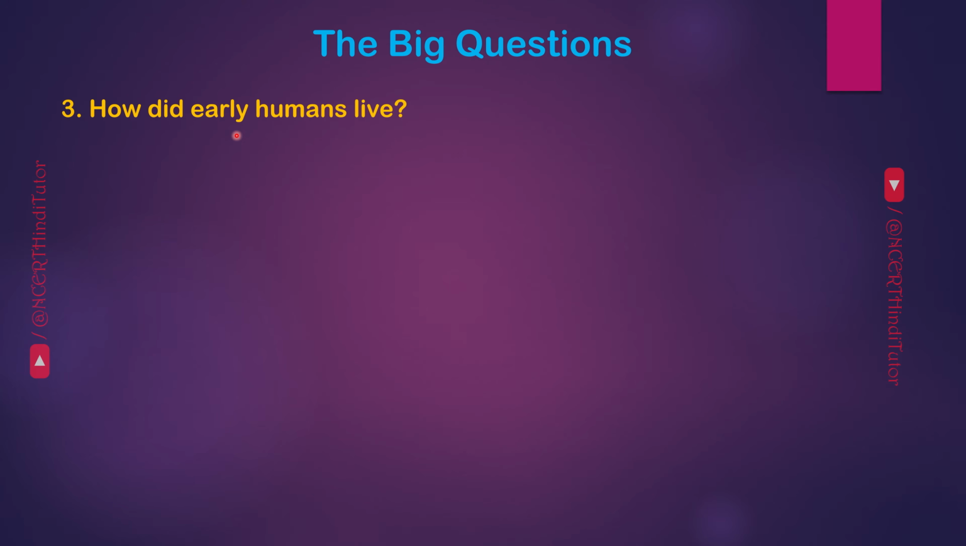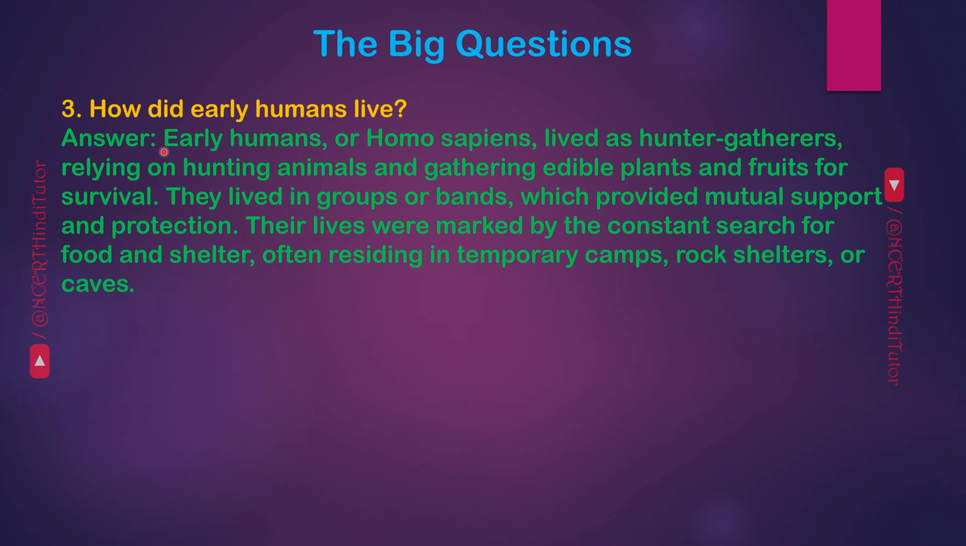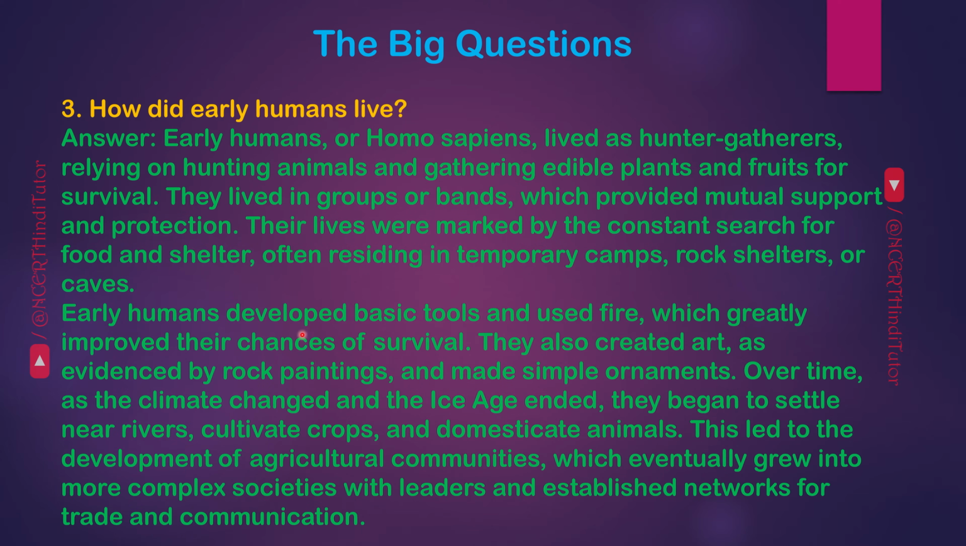Question 3: How did early humans live? Answer: Early humans, or Homo sapiens, lived as hunter gatherers, relying on hunting animals and gathering edible plants and fruits for survival. They lived in groups or bands, which provided mutual support and protection. Their lives were marked by the constant search for food and shelter, often residing in temporary camps, rock shelters, or caves. Early humans developed basic tools and used fire, which greatly improved their chances of survival.